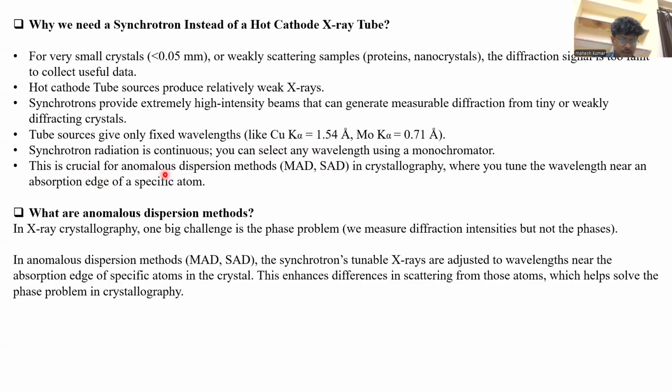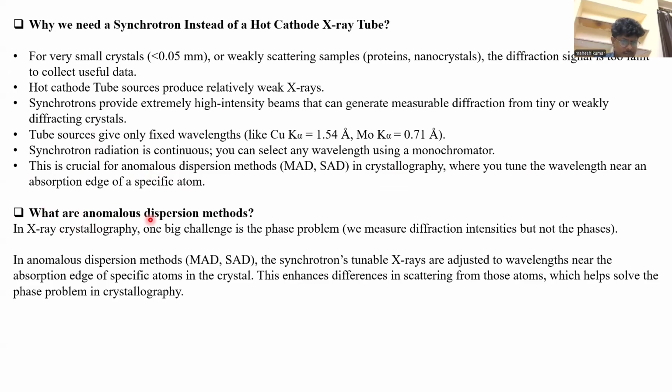This is crucial for the anomalous dispersion method, meaning multi-wavelength anomalous dispersion and single-wavelength anomalous dispersion in crystallography, where you tune the wavelength near an absorption edge of a specific atom. The absorption edge is very important to choose this specific wavelength.